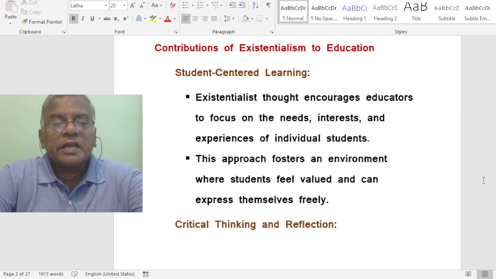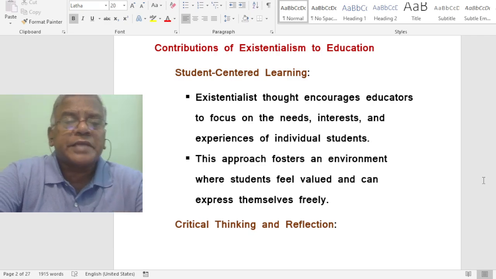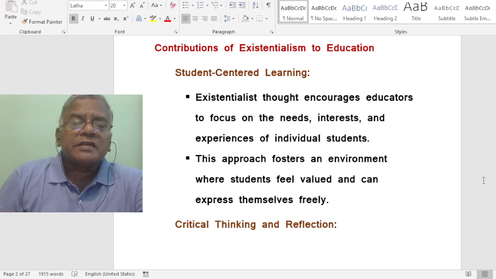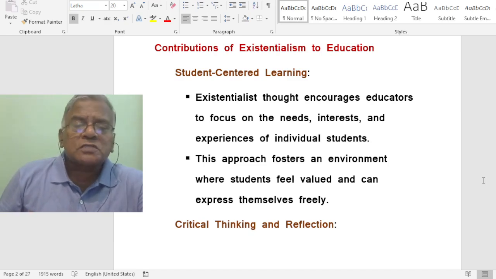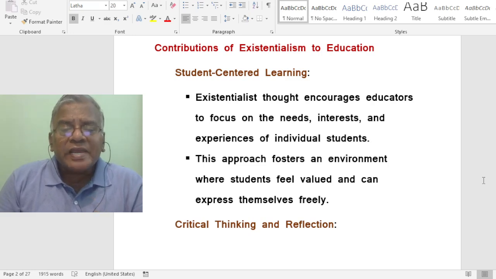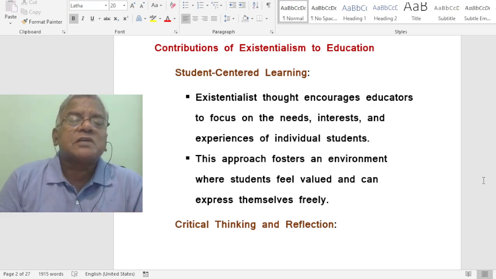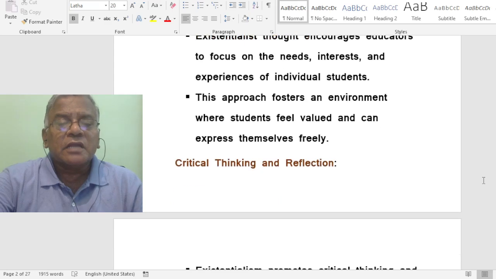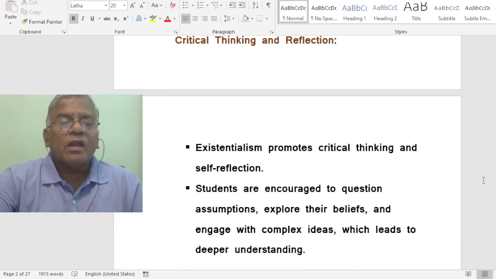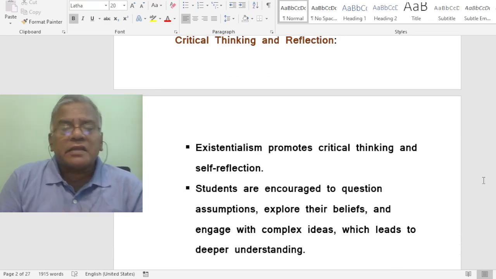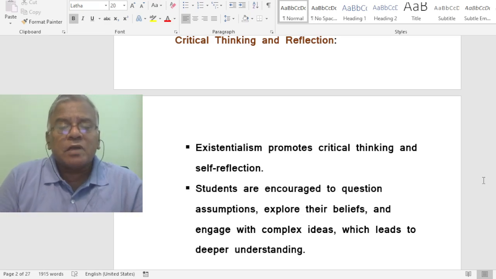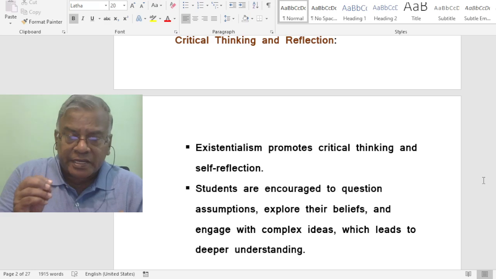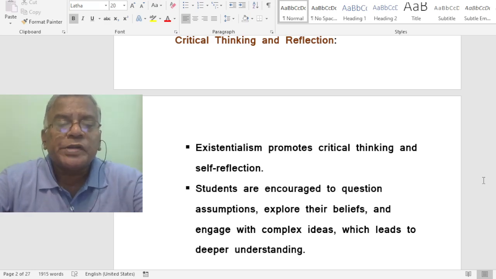Student-centered learning. Existentialist thought encourages educators to focus on the needs, interests and experiences of individual students. This approach fosters an environment where students feel valued and can express themselves freely. Student-centered learning. Then critical thinking and reflection. Existentialism promotes critical thinking and self-reflection. Students are encouraged to question assumptions or principles, explore their beliefs and engage with the complex ideas, difficult ideas, which leads to deeper understanding.